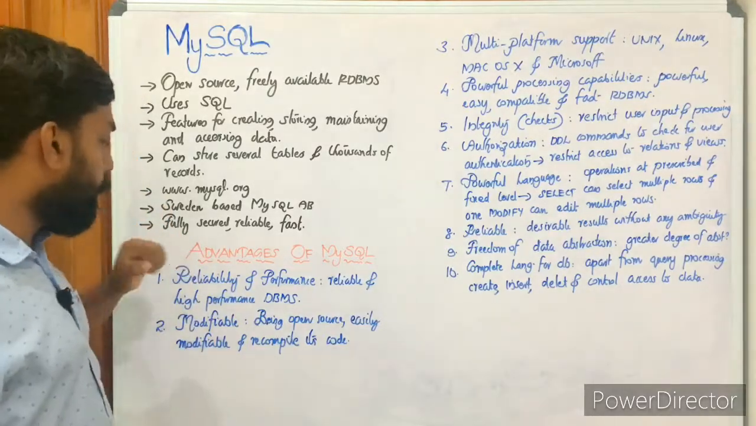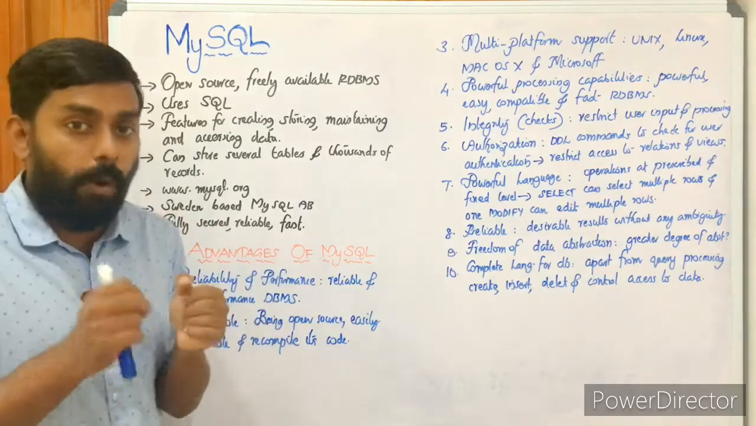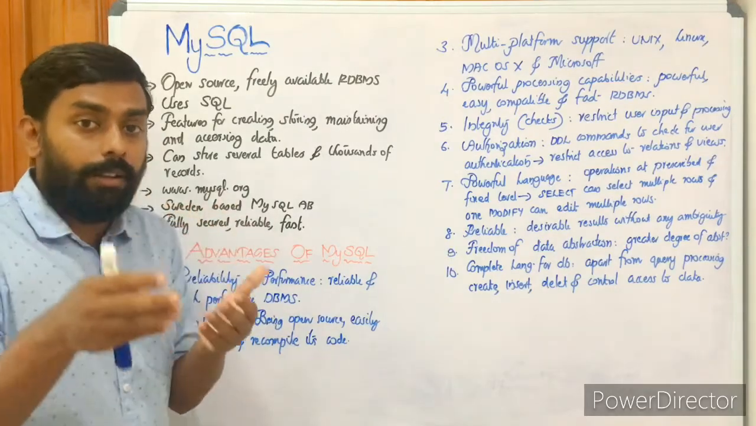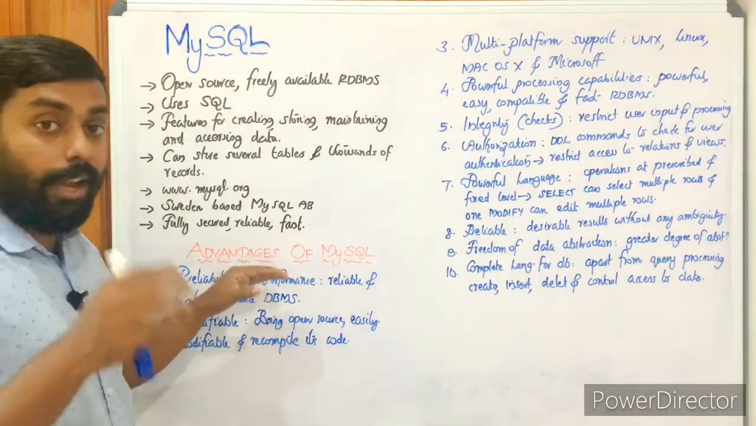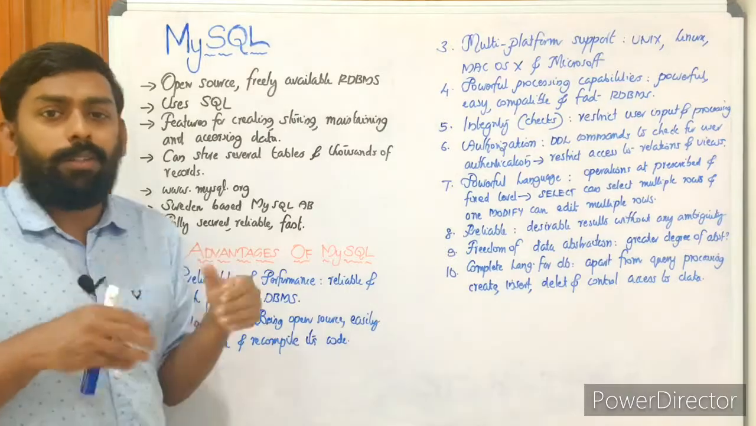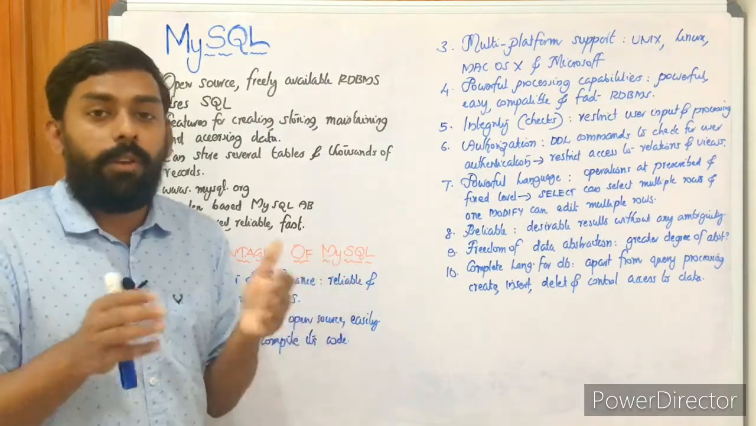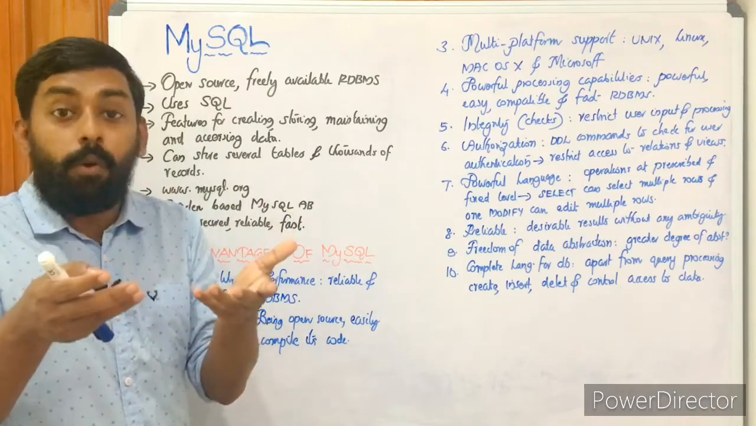The first one is reliability and performance. MySQL offers high reliability and high performance when we compare it to other database management systems. Yes, it's a reliable and high performance relational database management system. The second one is modifiable. How does it become modifiable? Modifiable in the sense that it is open source software. We can go for modification, right?